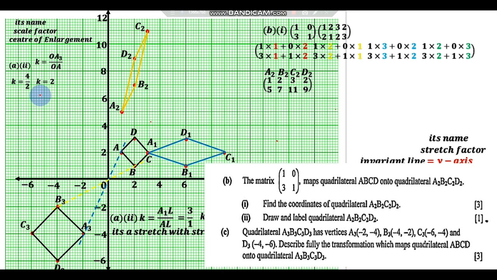Now, having the scale factor, knowing the transformation, and knowing the center of enlargement, we can describe. We'll say it's an enlargement of scale factor 2 with center 0, 0. You have described fully and you get your 3 marks.